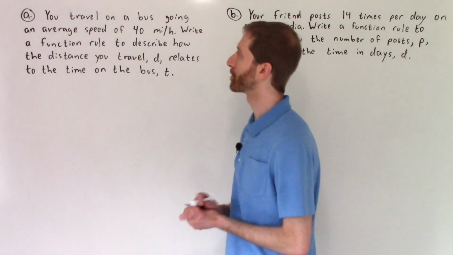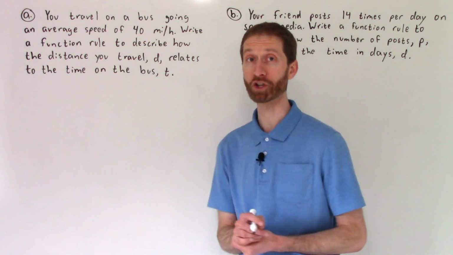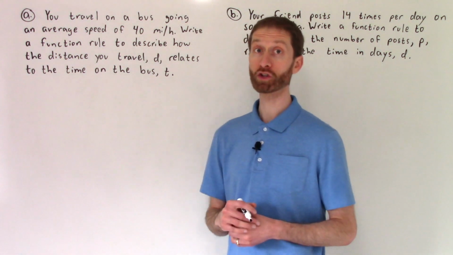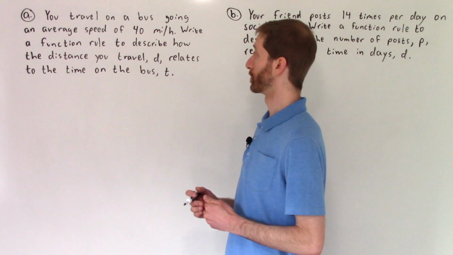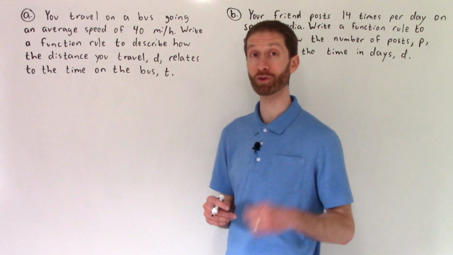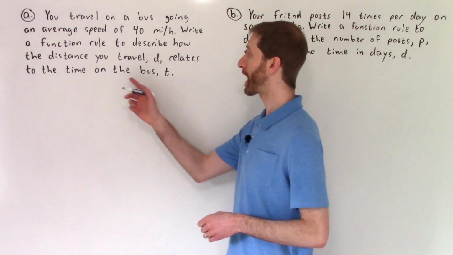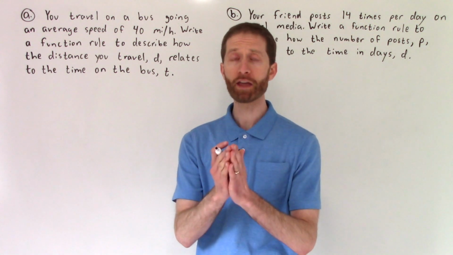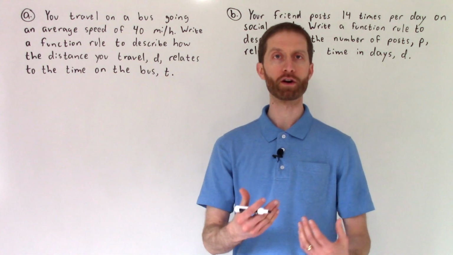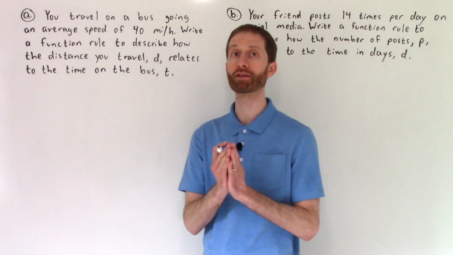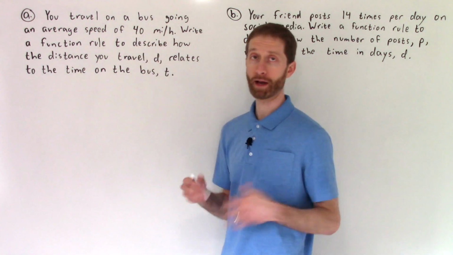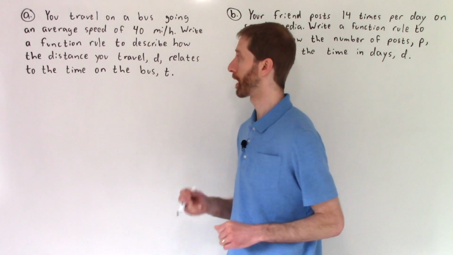So in the first problem, you're given that you travel on a bus going an average speed of 40 miles per hour. You are then instructed to write a function rule to describe how the distance you travel, d, relates to the time on the bus that you spend, t. Instead of getting bogged down in the amount of words here, there's really not a lot of math information they give you. You're basically being told you're traveling at 40 miles per hour on a bus. Okay, that's the first sentence.